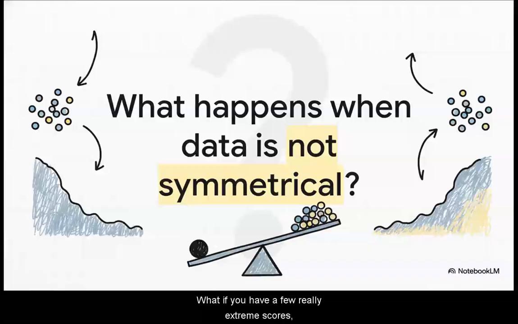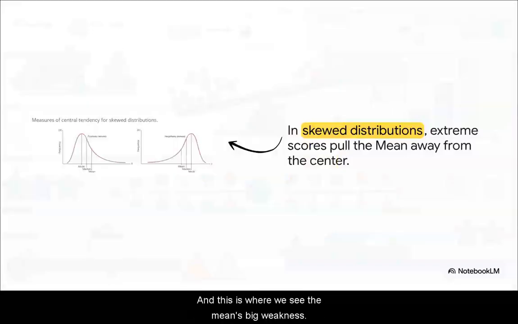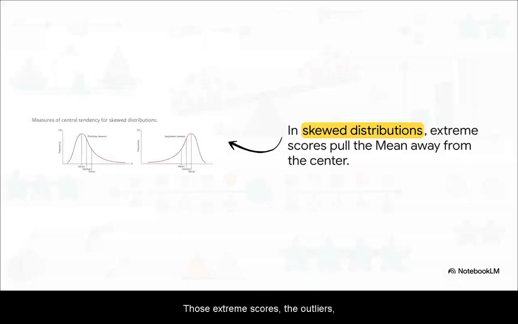So what happens when the fight isn't so fair? What if you have a few really extreme scores, what statisticians call outliers, that kind of stretch the data out and make it skewed? And this is where we see the mean's big weakness. Those extreme scores, the outliers, they act like a powerful magnet, because the mean is that balance point that has to account for every single value. Those huge outliers will literally pull it away from the center, dragging it out towards that long tail.